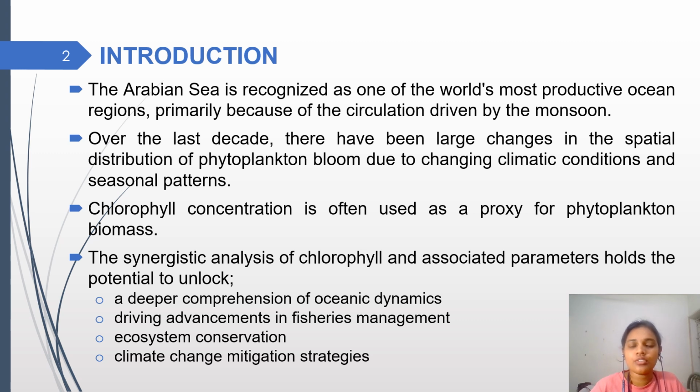As we are aware, the Arabian Sea is one of the world's most productive ocean regions because of the circulation driven by the monsoons, that is the southwest monsoon and northeast monsoon. From studies of the last decade, there have been tremendous changes in the spatial distribution of phytoplankton. Often we use chlorophyll concentration as a proxy for phytoplankton biomass. And if we can connect oceanic phenomena like upwelling, we can use SST, that is sea surface temperature, for that.